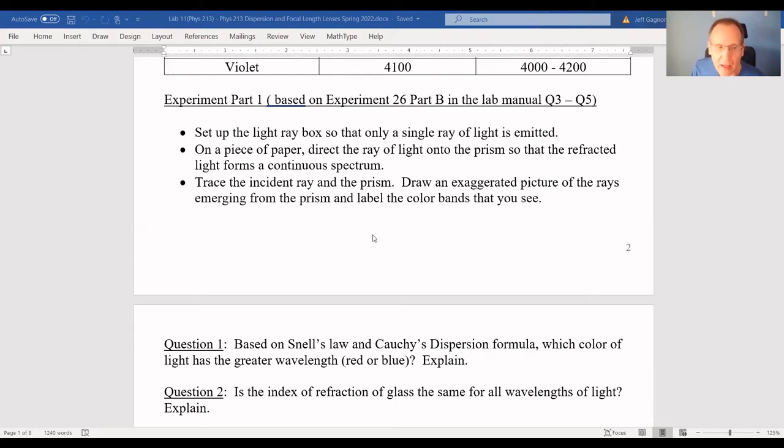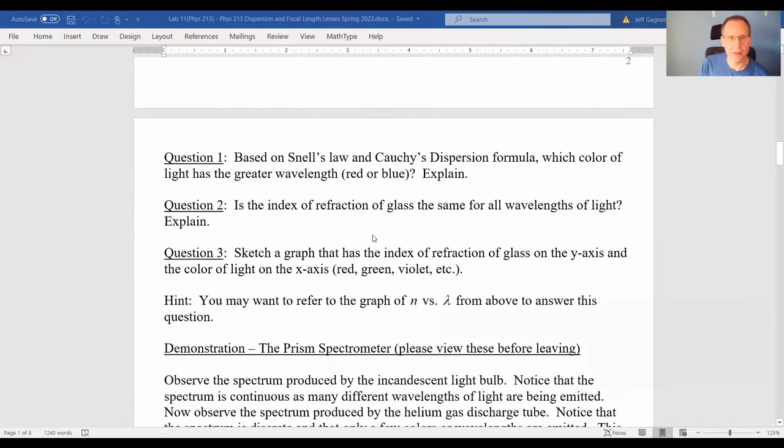Okay, and then based on that, there's 3 questions that you have to answer. So question 1 says, based on Snell's law, which we learned about in Lab 10, and Cauchy's dispersion formula, which we just learned, and basically all you have to remember is that if wavelength increases, the index of refraction through glass decreases and vice versa, right? There's an inverse relationship between n and lambda.